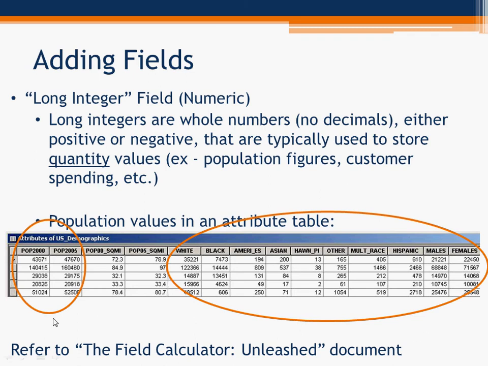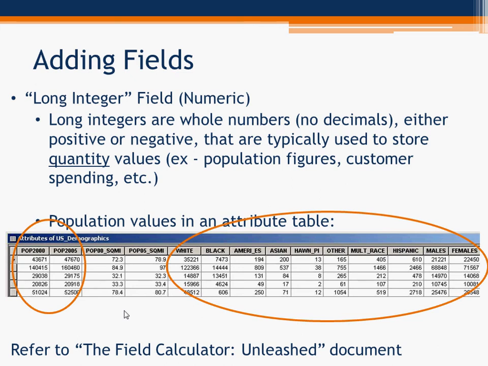And so what I have circled here is our population for 2000, 2005. No decimals here, we're looking at whole numbers. And then the same thing with a lot of our demographics. Notice that pop 2000 per square mile and pop 2005 per square mile are density values that are not whole numbers. So I did not circle them because they are not of a field type of long integer.